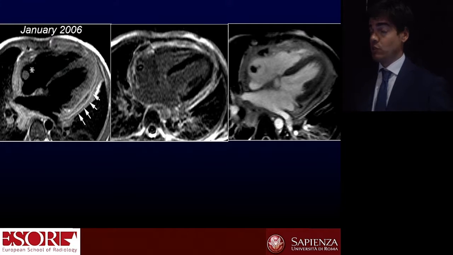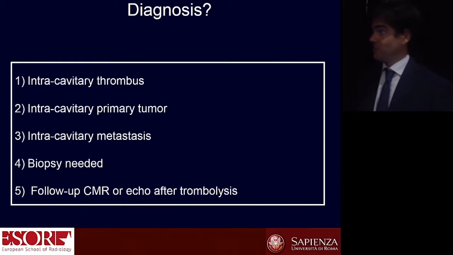This patient has tubercular disease, as far as we know. What would be your diagnosis? First, it's an intracavitary thrombus. It is an intracavitary primary cardiac tumor, which is not the topic I'm covering today, so it's very unlikely. It's an intracavitary metastasis. Again, same explanation, which is very consistent. Would you do a biopsy of it, or would you try CMR after thrombolysis?